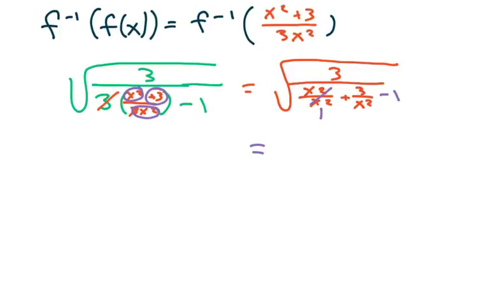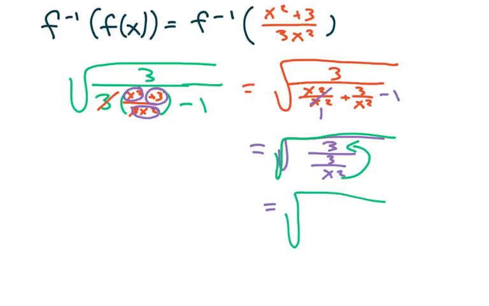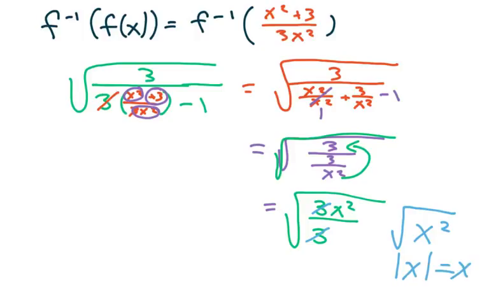So basically, the 1's cancel. You get the square root of 3 over 3 divided by x squared. And this equals, we're still working inside this radical, I can move this x squared up here. So you get 3x squared over 3. The 3's cancel. So you get the square root of x squared. And remember, x has to be positive, so when you cancel that, that's absolute value of x, which equals x.